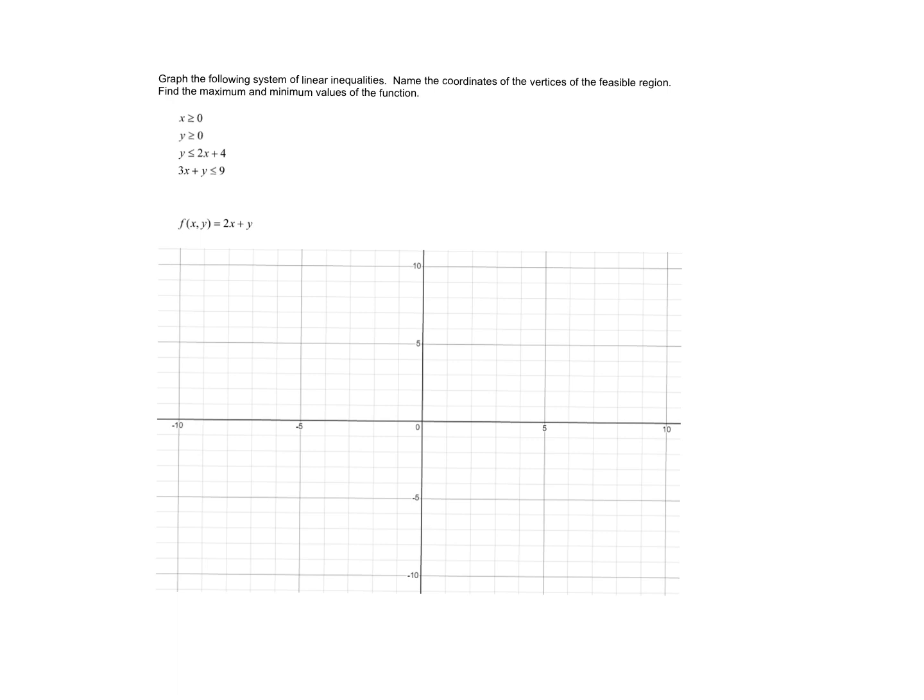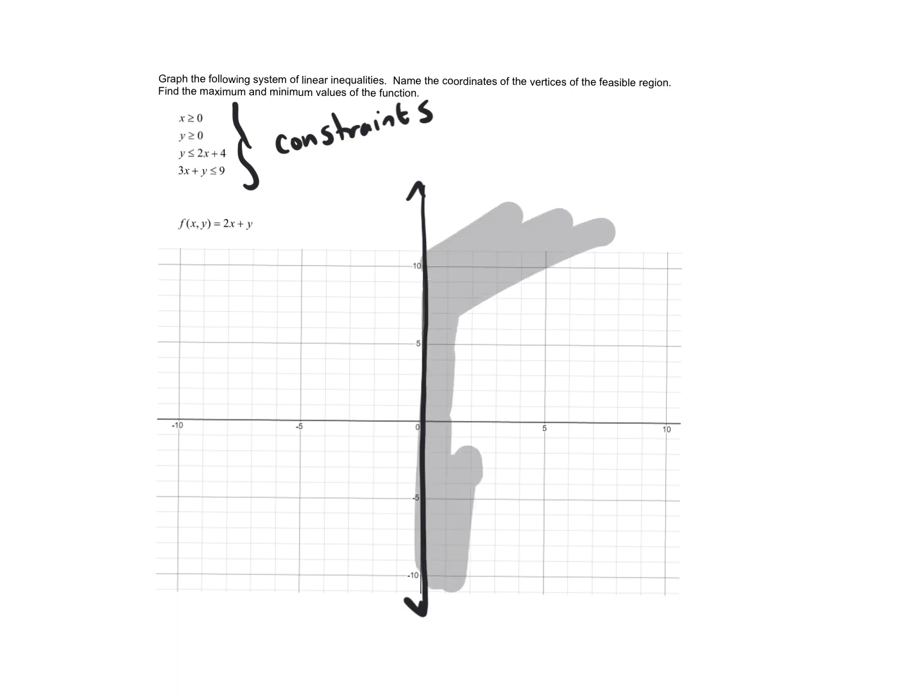Let's look at one more example, and then I'll show you what it looks like in Desmos and everything like that. So this first one says x greater than 0. These are my constraints: x greater than 0, y greater than 0, y less than or equal to 2x plus 4, 3x plus y less than or equal to 9. So x greater than or equal to 0 is just a vertical line, and it's going to be shaded to the right because these are x's that are greater.